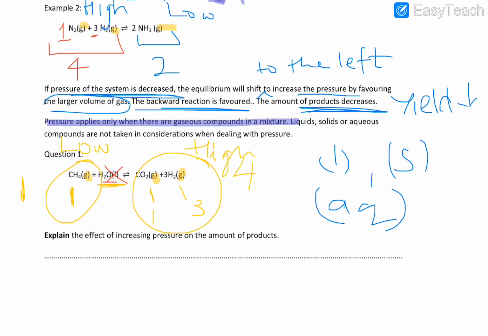So what will happen if we increase the pressure? So the equilibrium will shift. So where will it shift? It will shift to the low side, which is the left hand side. So equilibrium will shift to the left to decrease the pressure, hence the yield is going to decrease.